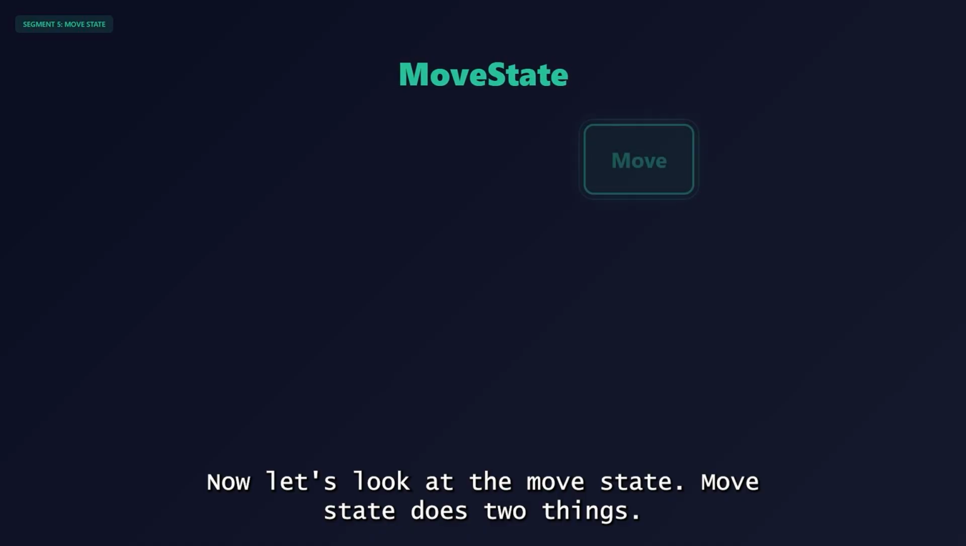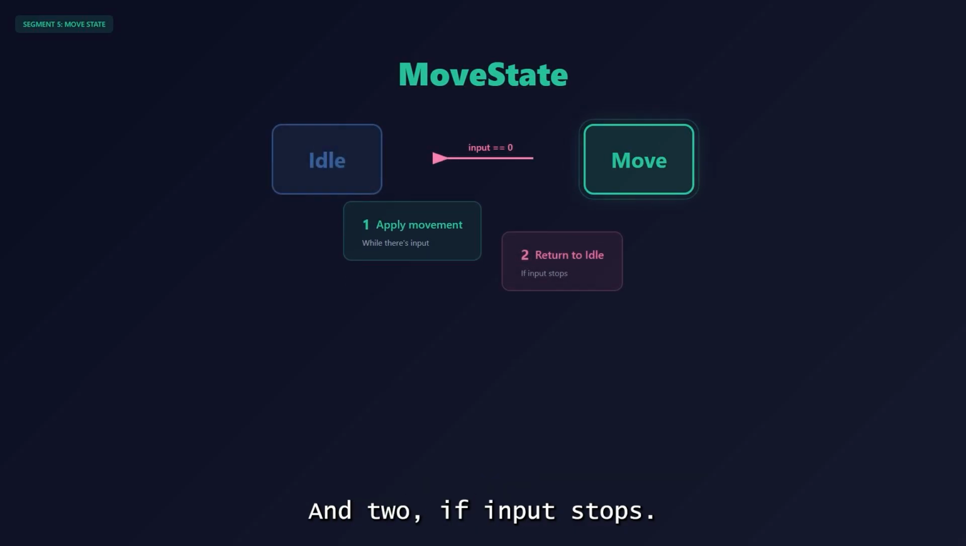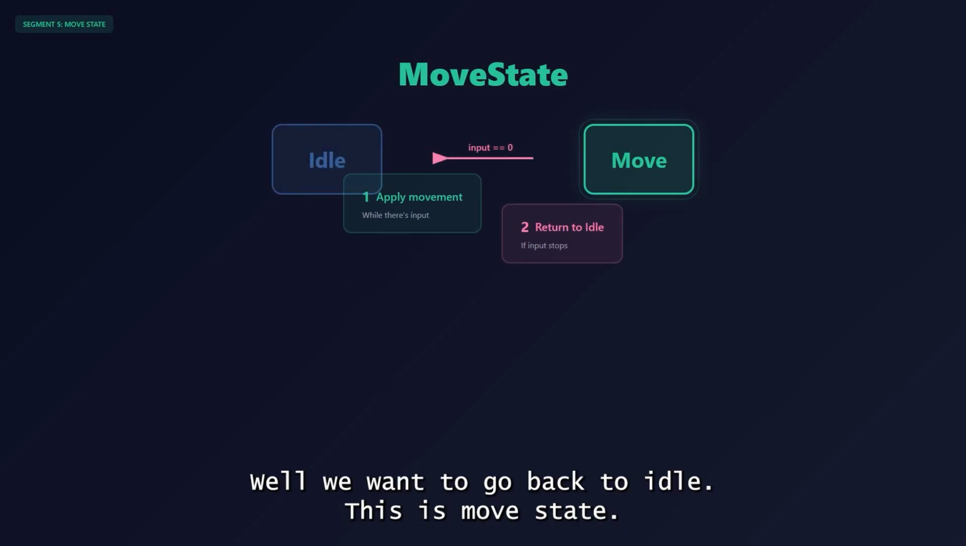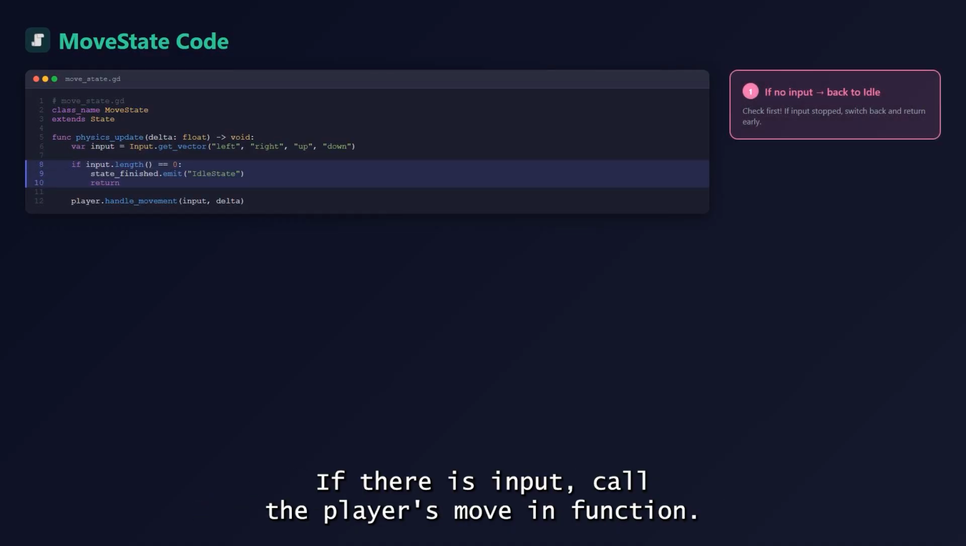Now let's look at the move state. Move state does two things. One, it applies movement while there's input. And two, if input stops, well, we want to go back to idle. This is move state. If there's no input, switch back to idle. If there is input, call the player's movement function.